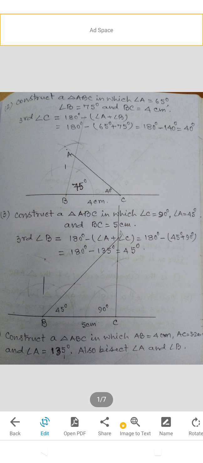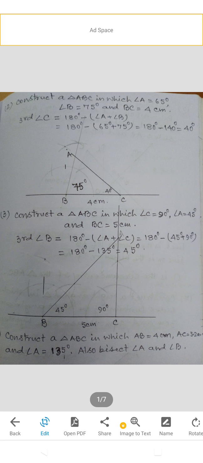180 degree minus sum of the two given angles, that is angle A plus angle C. Now 180 degree minus bracket angle A equal to 45 degree and angle C equal to 90 degree. So 180 degree minus 45 degree plus 90 degree equal to 135 degree equal to 45 degree. First of all draw a line, then draw a line segment BC equal to 4 centimeter.